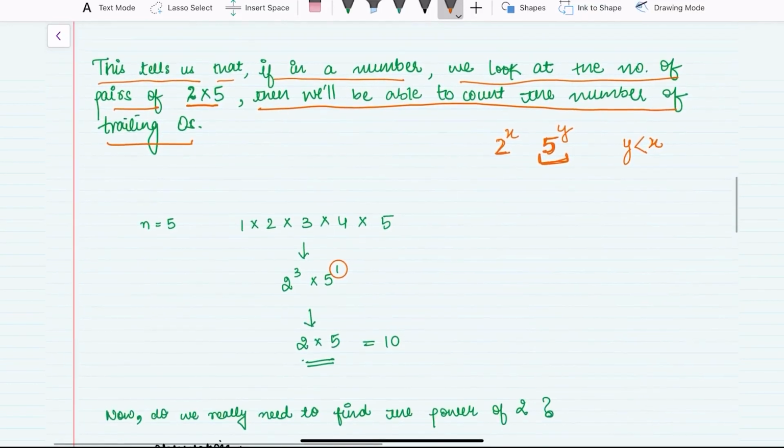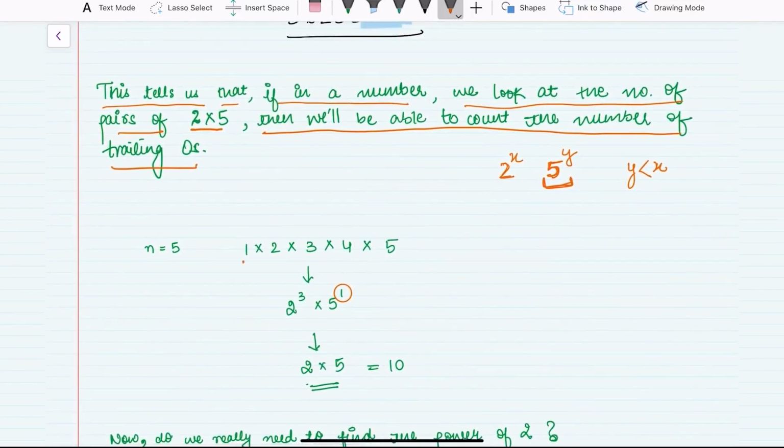Why? Because let's see with the help of this example. In this case, the power of 2 is 3. That means there are three 2's. So this is 1, and 2 into 2 gives us 4. So 1, 2, 3. So there are three 2's and 5 is just 1, right? So 5 will pair up with a single 2 to form a 10. Therefore, we will look at the lesser power from between 2 and 5, right?